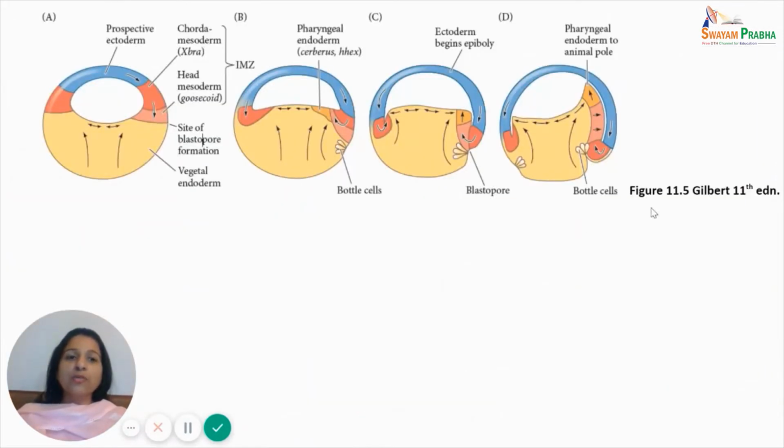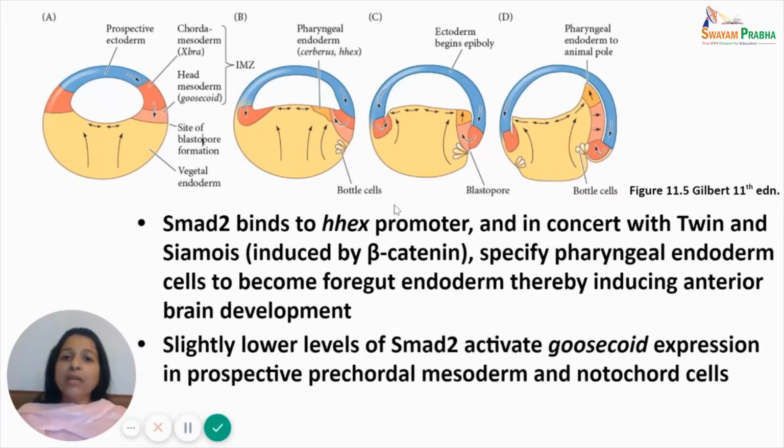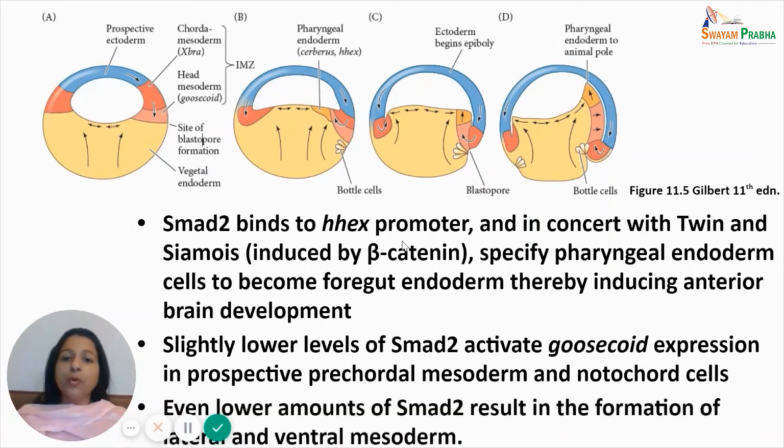The work of the SMAD2 transcription factor can better be understood with this diagram. This diagram we discussed during gastrulation of the frog also. So here SMAD2 binds to the HHEX promoter and in concert with Twin and Siamois induced by beta-catenin specifies the pharyngeal endodermal cells to become foregut endoderm, thereby inducing anterior brain development. Slightly lower levels of SMAD2 activate goosecoid expression in prospective precordal mesoderm and notochordal cells. Even lower amounts of SMAD2 result in the formation of lateral and ventral mesoderm.